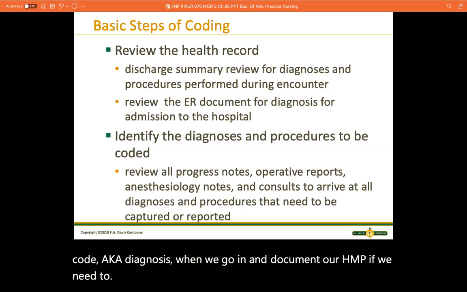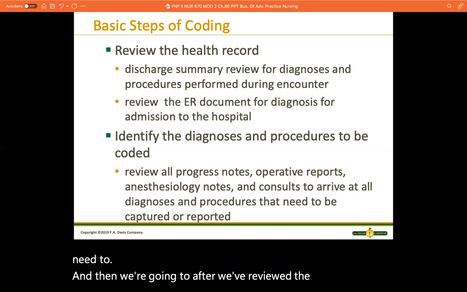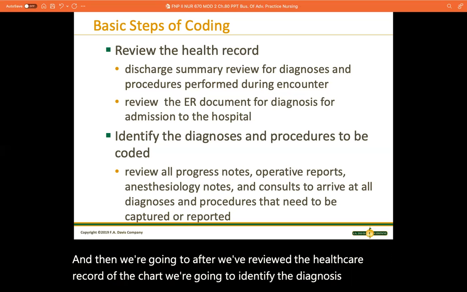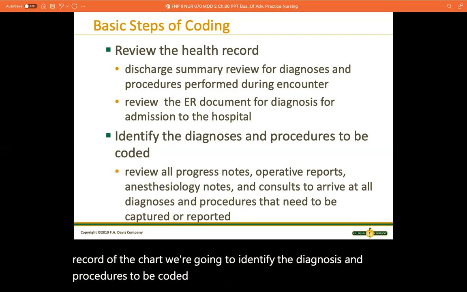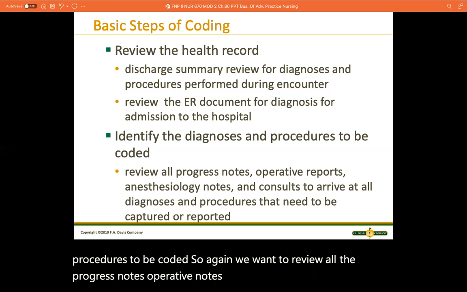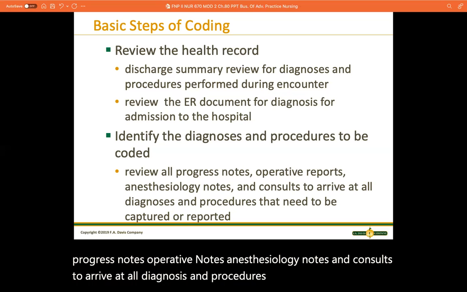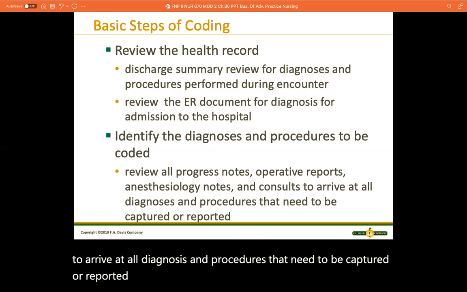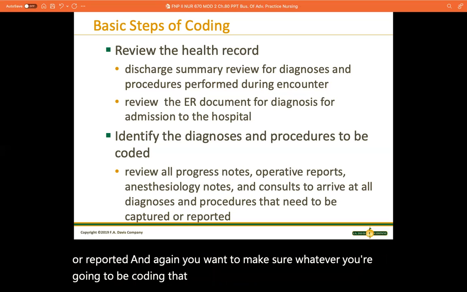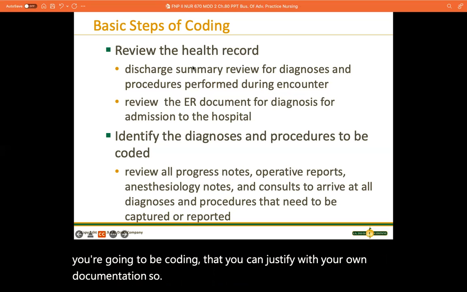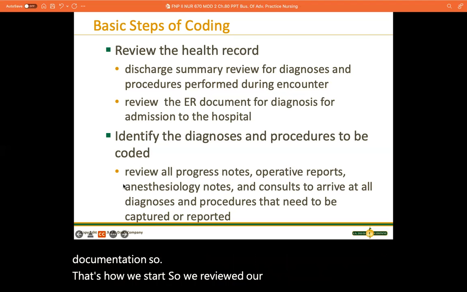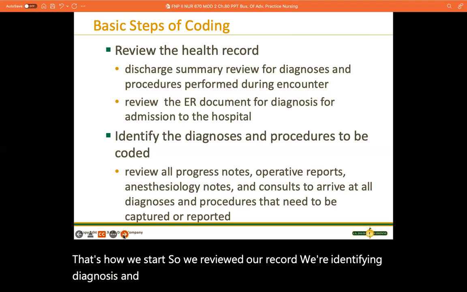And then, after we've reviewed the healthcare record or the chart, we're going to identify the diagnoses and procedures to be coded. So we want to review all the progress notes, operative notes, anesthesiology notes, and consults to arrive at all diagnoses and procedures that need to be captured or reported. And you want to make sure that whatever you're going to be coding, you can justify with your own documentation. So that's how we start. We reviewed our record, and we're identifying diagnoses and procedures that need to be coded.